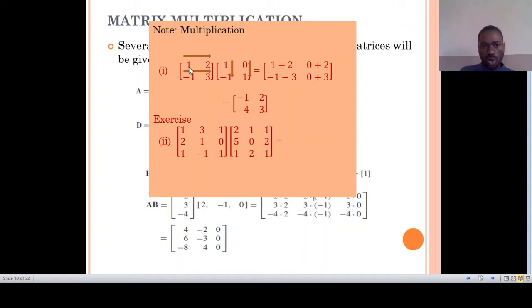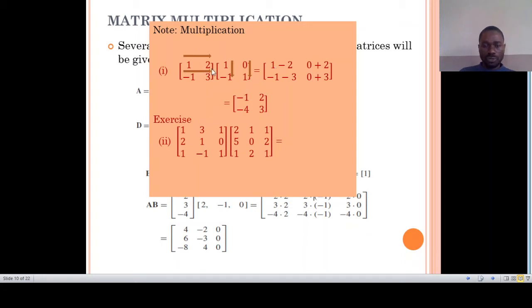The first row of the first matrix here is 1 and 2, and the first column of the second matrix here is 1, minus 1. How do you multiply? This is going to be 1 multiplied by 1, 2 multiplied by minus 1. When you say 1 times 1, you have 1. If you say 2 multiplied by minus 1, you have minus 2. When you do this, this will now be the first entry of the new matrix.